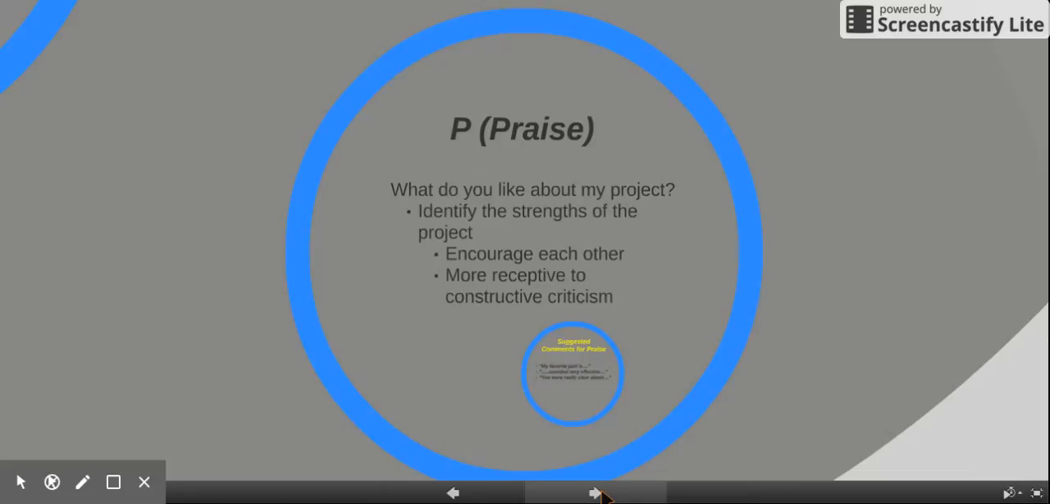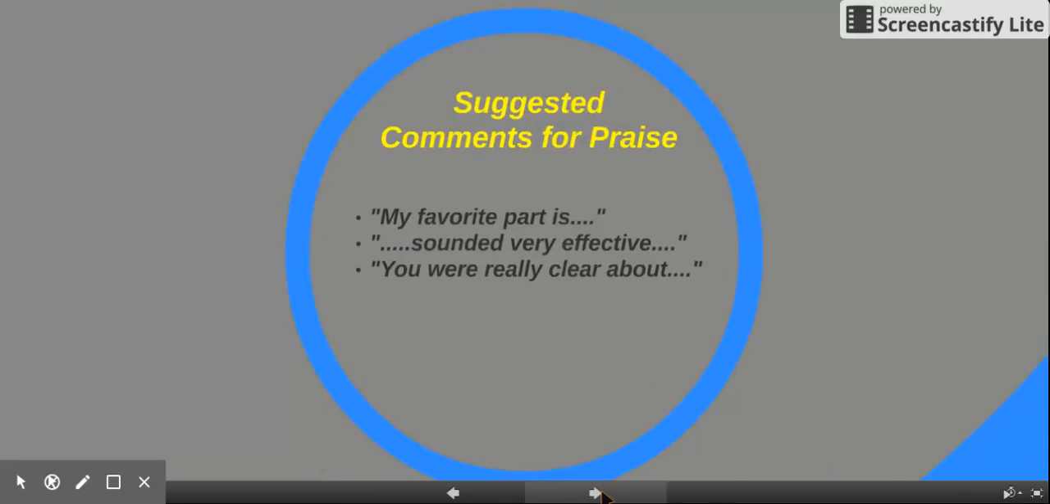As the reviewer, this is where you get to share what you like best about the project. This component helps the creator of the project identify the strengths. Benefits of including praise are that it provides encouragement to the creator of the project and also makes it easier for them to accept constructive criticism. Some suggested comments that you could use to provide praise include, "My favorite part is," blank, "sounded very effective," or "You really were clear about."